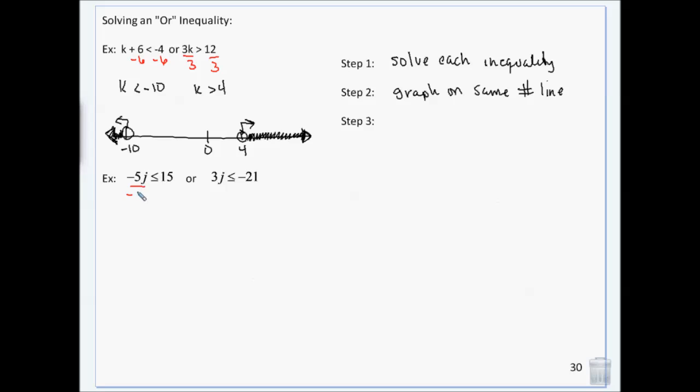On my next example, I'm dividing by -5, and let's not forget our negative. Remember that when we divide by negative, it switches. And then I'm going to divide by 3. And j is going to be less than or equal to -7. So I have a 0, -3, -7. So you just solve them separately? You just solve them separately, and then you graph them on the same number line.